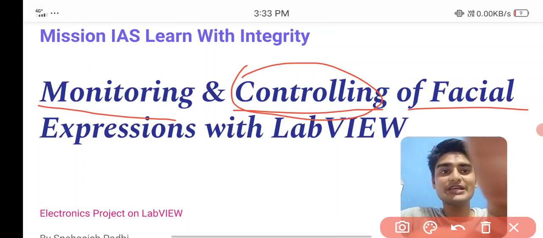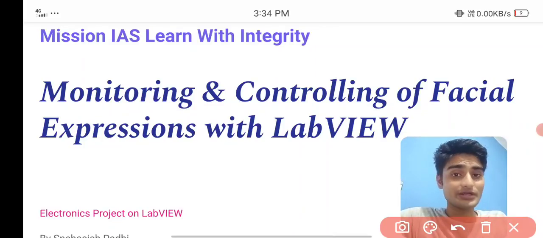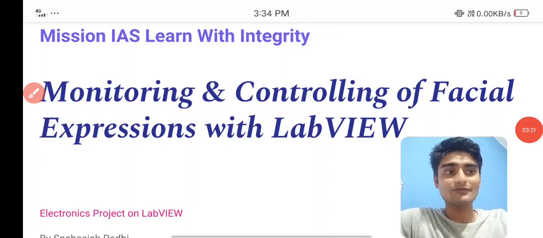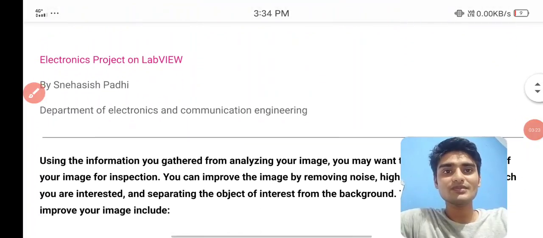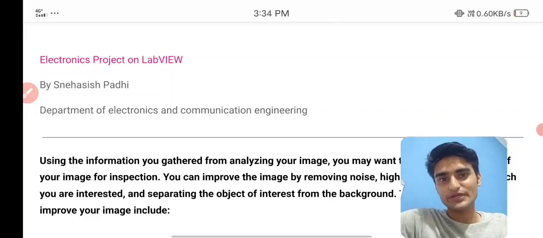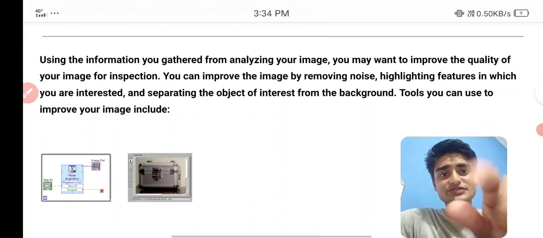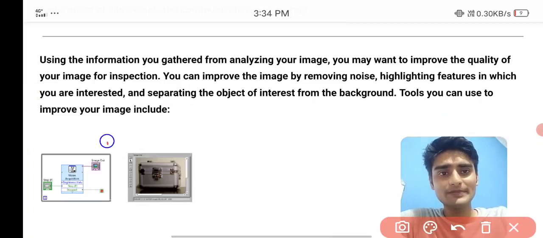So facial expression with LabVIEW is a very important topic, usually new to engineers and students who are keen on detecting and analyzing things in LabVIEW. As we know, LabVIEW is totally a graphical user interface, right? So without wasting time, let me give you the explanation part. This is Snehasis Padi, as I have already explained, from the Department of Electronics and Communication Engineering. So what is the project about? When you see the picture, let me zoom the picture here.